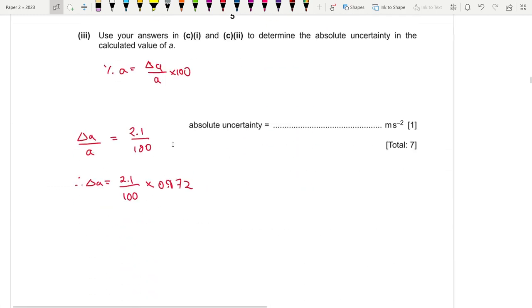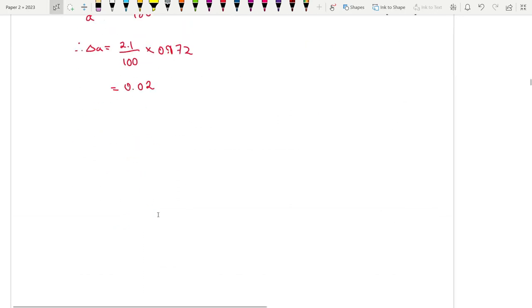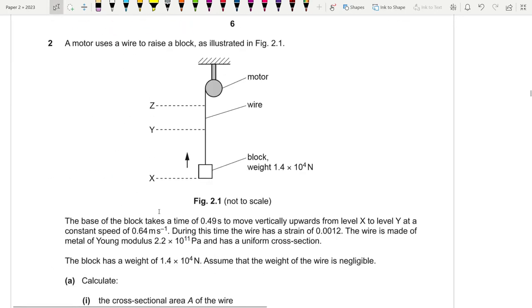So that answer multiplied by 2.1 by 100 gives you a value of 0.02. So absolute uncertainty, remember, absolute uncertainty is always given to one significant figure. So that's 0.02 meter per second square. Moving on to question number 2.